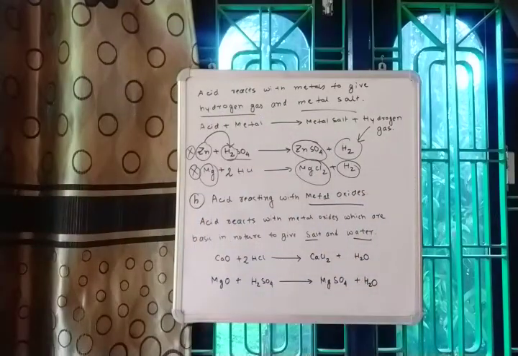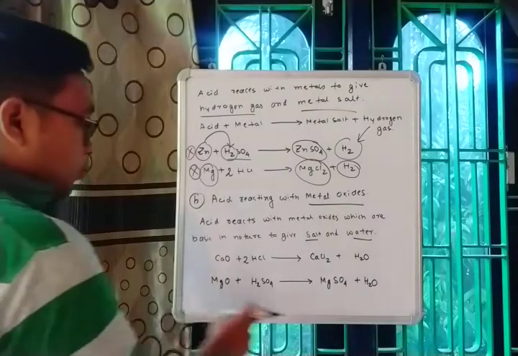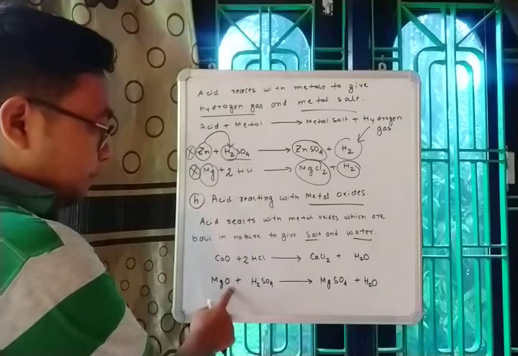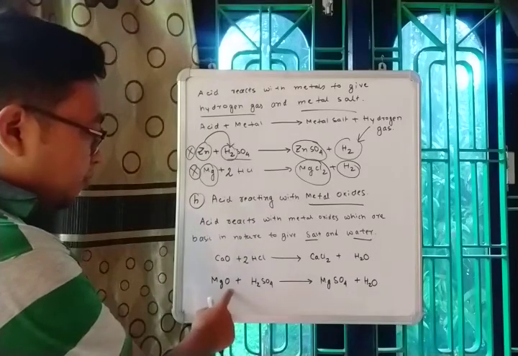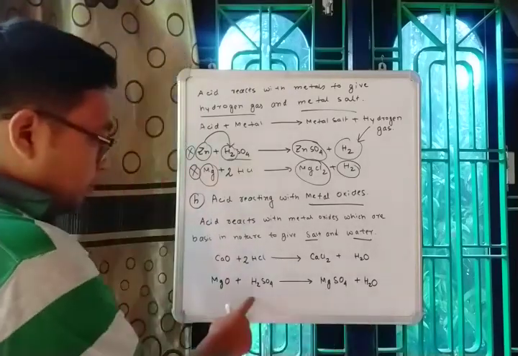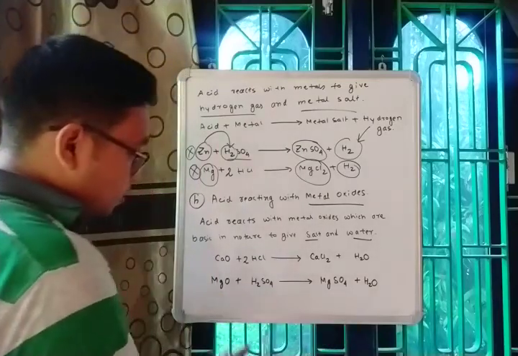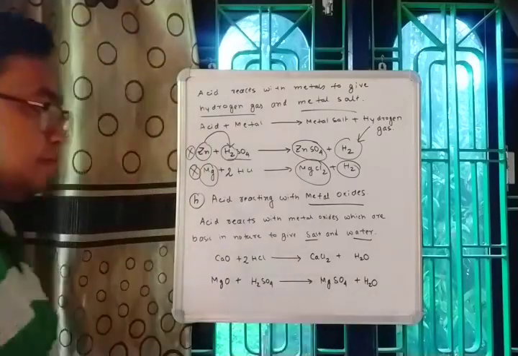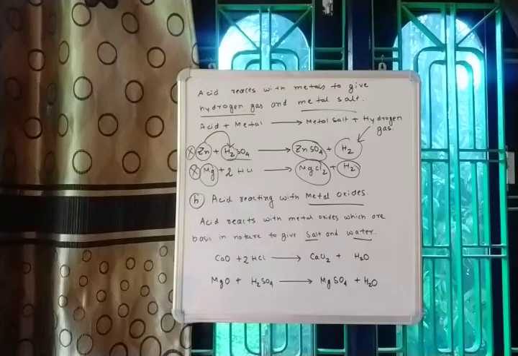Now you tell me whether the reaction is balanced or not. Count the number of atoms of products and reactants on both sides. What do you see? One magnesium here, one magnesium here, one oxygen here. Total 4 plus 1, 5 oxygen. Here also we have 5 oxygen. We have 2 hydrogen here, 2 hydrogen here, 1 sulfur here, 1 sulfur here as well. So the reaction is balanced. Okay, so this is the second type of reaction of acid.